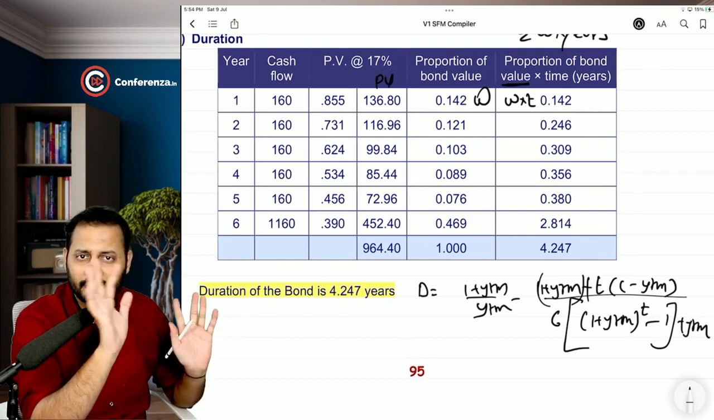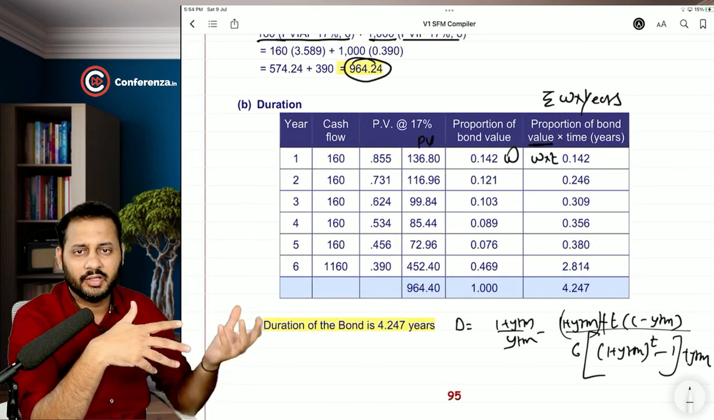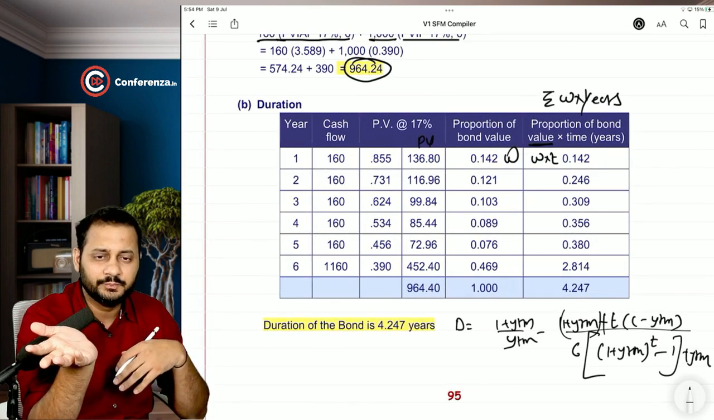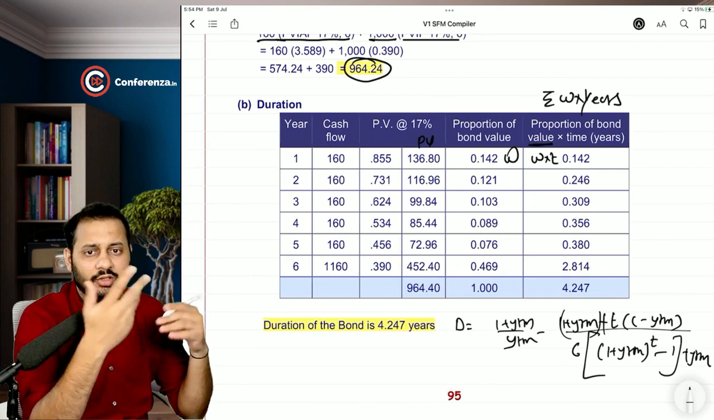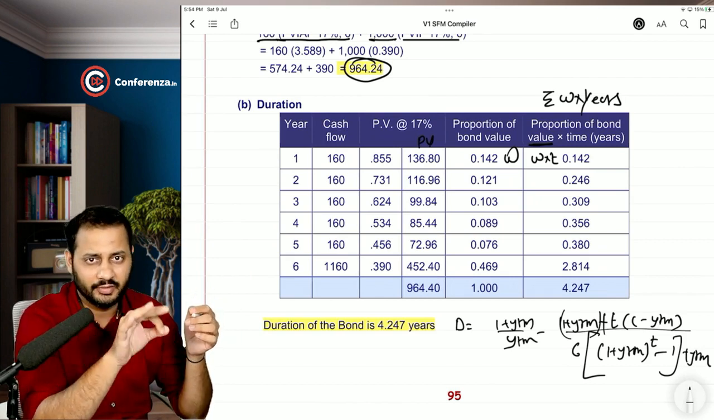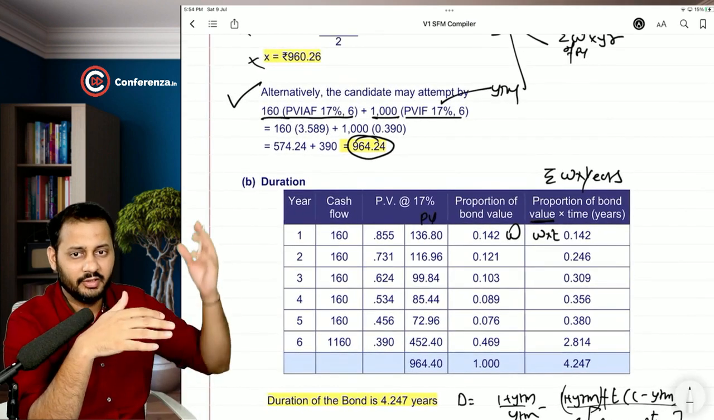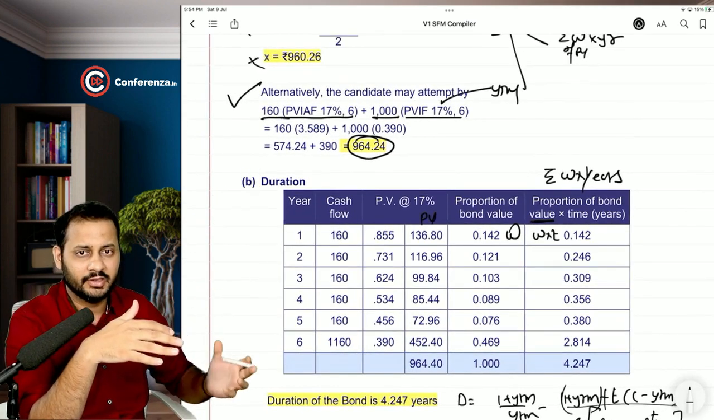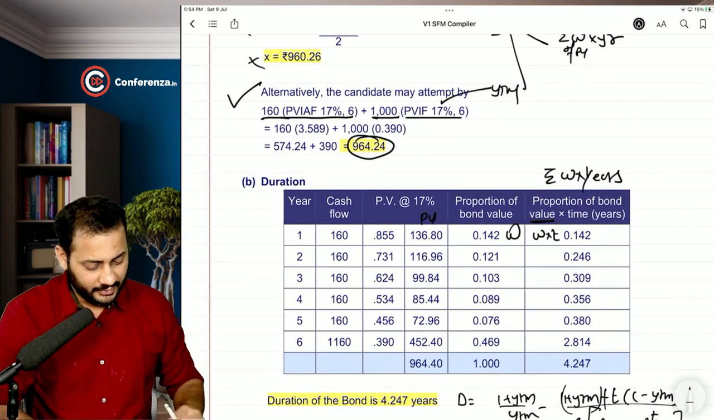The duration of the bond is also clear. I'm not repeating this because we have seen such questions in the past also. So I'm moving ahead from this point. I'm just focusing on what we have to learn in this question. We have already learned how to calculate the market price and the duration also. Now comes the volatility.